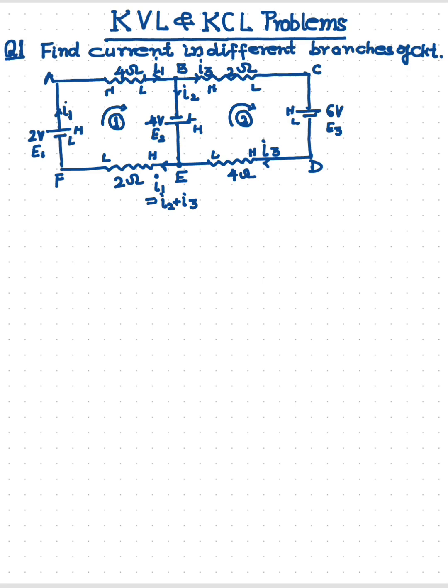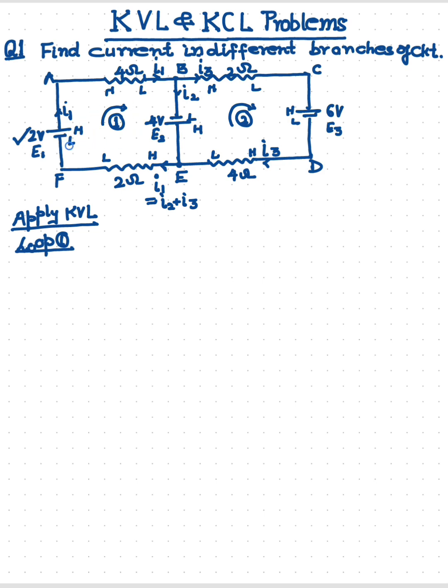Step third, apply KVL and KCL. So now I am applying KVL in loop 1. Let's apply it in loop 1. Here I am starting with, suppose, this battery. So our path is this. This is our path. So we are here.